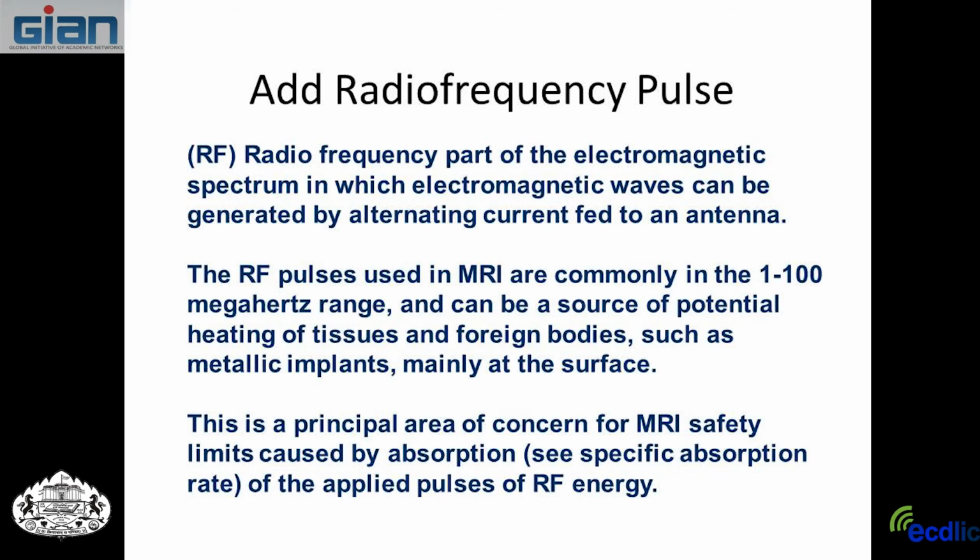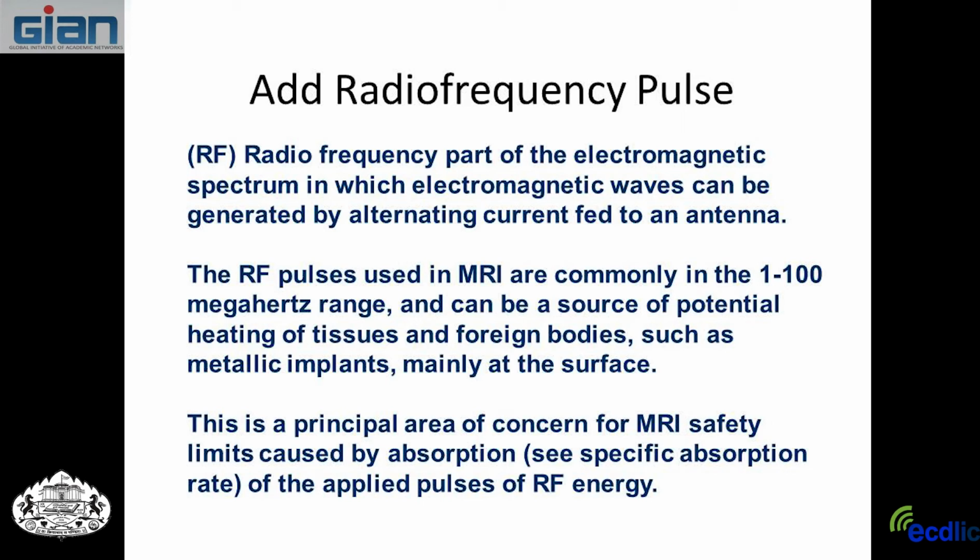All right, so the next thing we're going to do is add this radio frequency pulse. The radio frequency part of the electromagnetic spectrum is where electromagnetic fields can be generated by alternating current fed to an antenna. So the RF pulses are commonly in the range of 1 to 100 megahertz, and they can be a source of potential heating of tissues and foreign bodies.